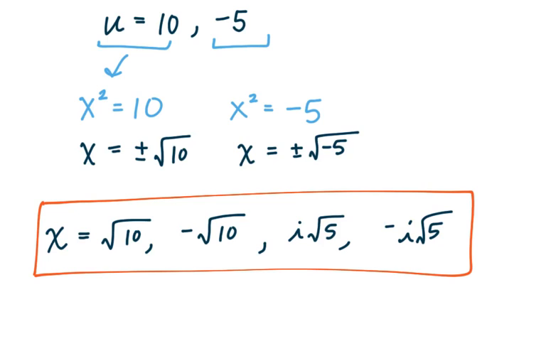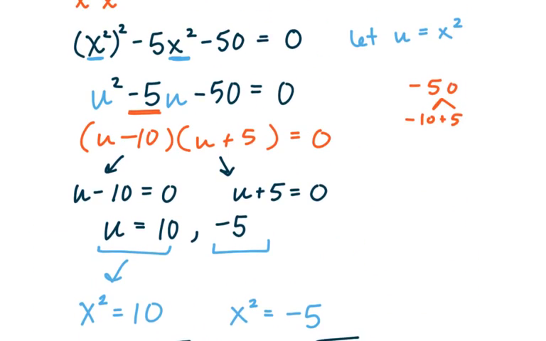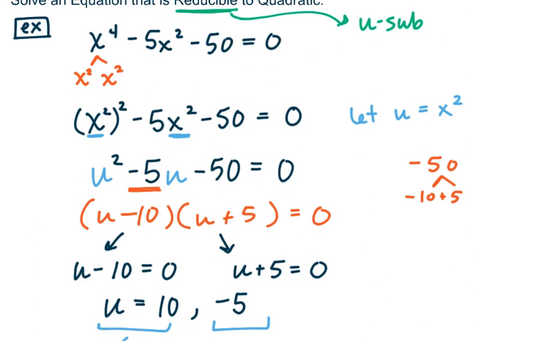So anyhow, that is how we solve a problem using the substitution method. And we used that substitution method to reduce from x to the fourth down to x squared squared, or u squared. So we turned quartic, fourth degree, into quadratic, second degree.